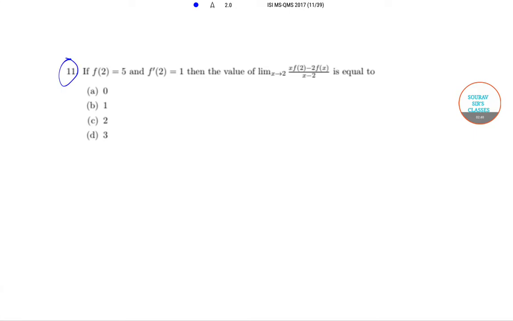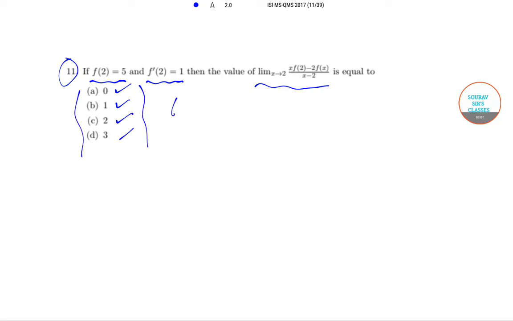In question number 11 it has been said that f of 2 is equal to 5 and f dash 2 is equal to 1. In that case we need to find out the value of limit of x tends to 2, x f of 2 minus 2 f of x upon x minus 2. The options are 0, 1, 2 and 3.